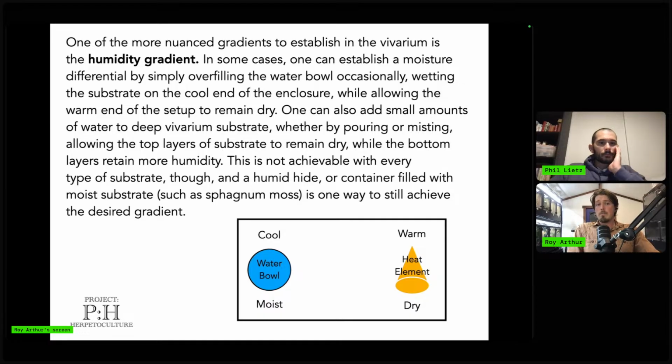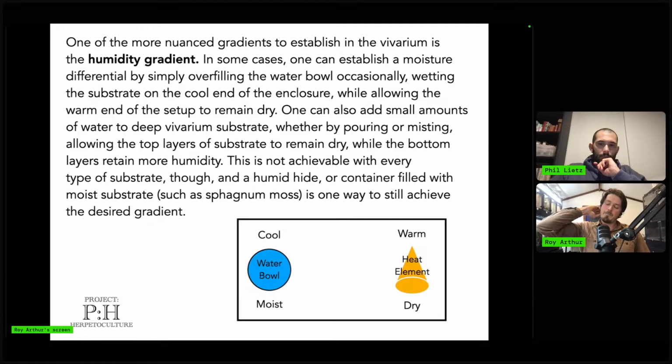One can also add small amounts of water to deep vivarium substrate, whether by pouring or misting, allowing the top layers of substrate to remain dry while the bottom layers retain more humidity. Again, that's similar to what those arid species are seeking in going into these burrows. This is not achievable with every type of substrate, though, and a humid hide or a container filled with moist substrate, such as sphagnum moss, is one way to still achieve this desired gradient.